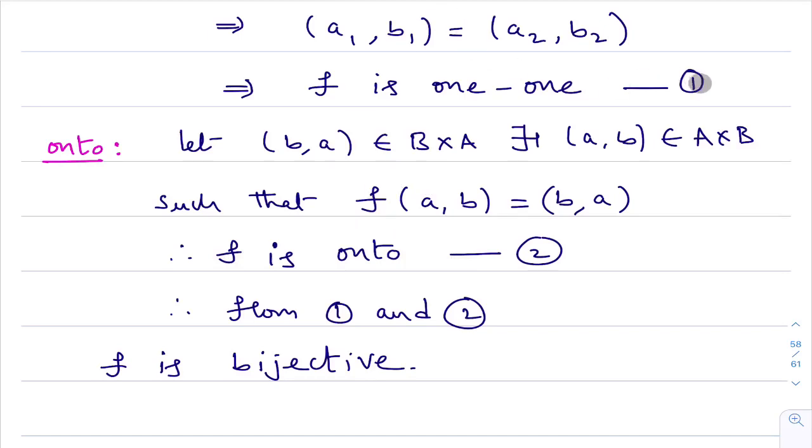So I have written that the function is onto function. From this, I can say function is one-one, function is onto. So from 1 and 2, we can say that the given function is bijective function. When the function is both one-one function and onto function, then we say the given function is bijective function.